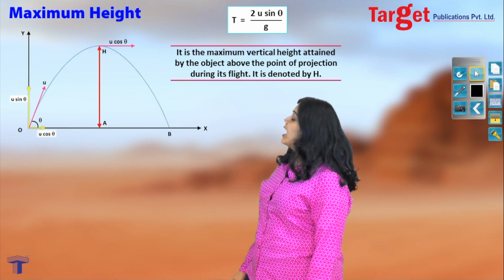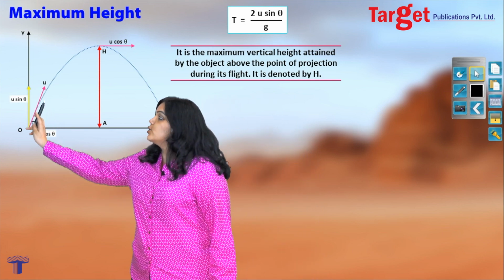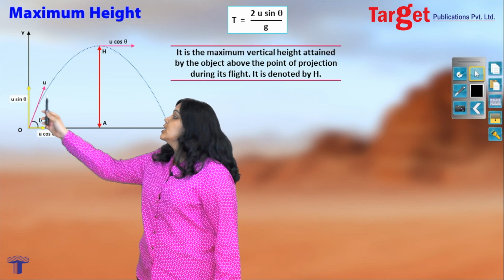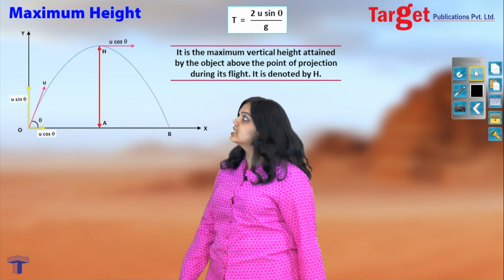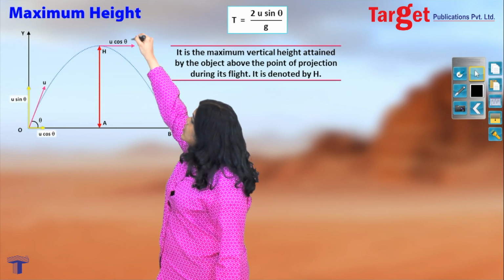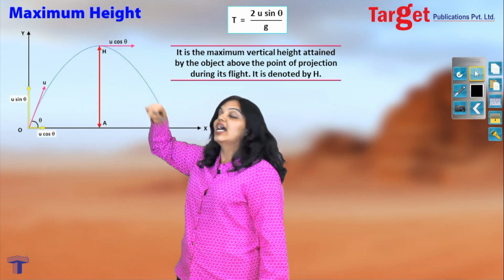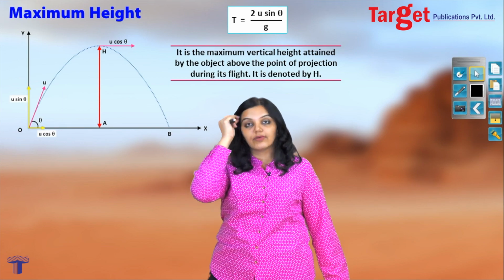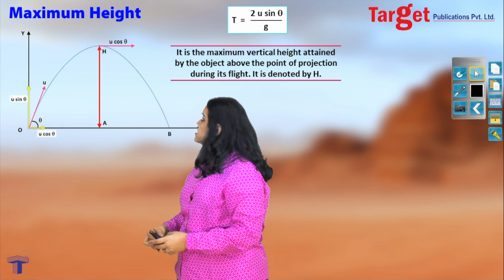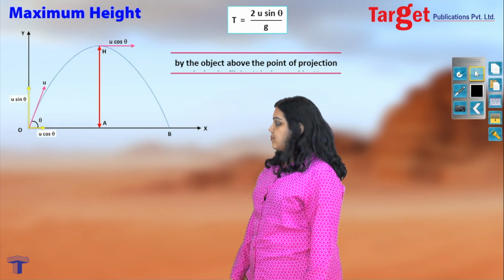Let me recap what this diagram stands for. U is the initial velocity, u cos theta is the initial horizontal velocity, u sin theta is the initial vertical velocity. At the point of maximum height, u cos theta is still the horizontal velocity, it hasn't changed, and there is no vertical velocity because the vertical velocity is 0 at the maximum height point. Using this information, I am going to find the formula for maximum height.